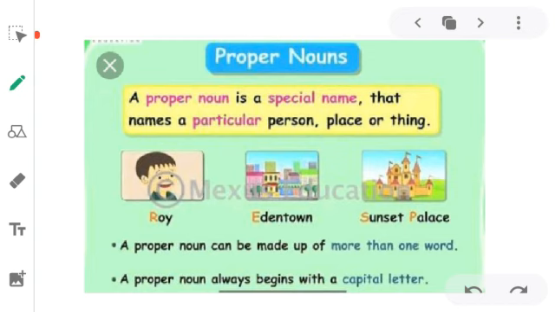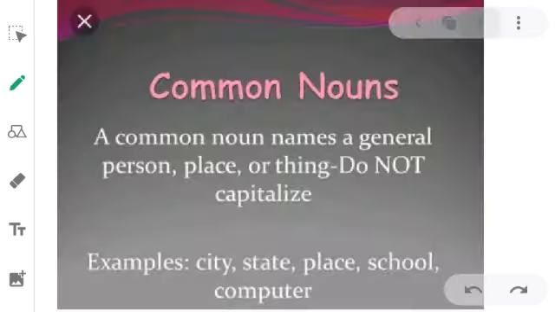Firstly, let's discuss what is a proper noun. A proper noun is a special name that names a particular person, place, thing. So it should always begin with a capital letter. So any proper name of any person like Roy, you can see over here. So R of Roy is capital because Roy is a proper noun. Eden Town, E of Eden Town is capital because it is a name of a specific place. So that is why it is a proper noun and E will be capital.